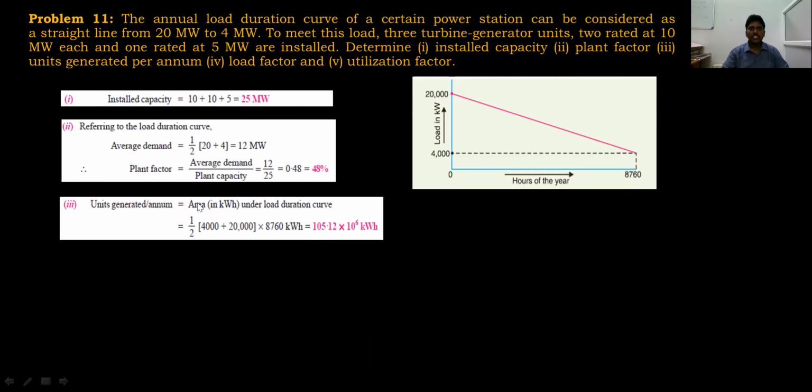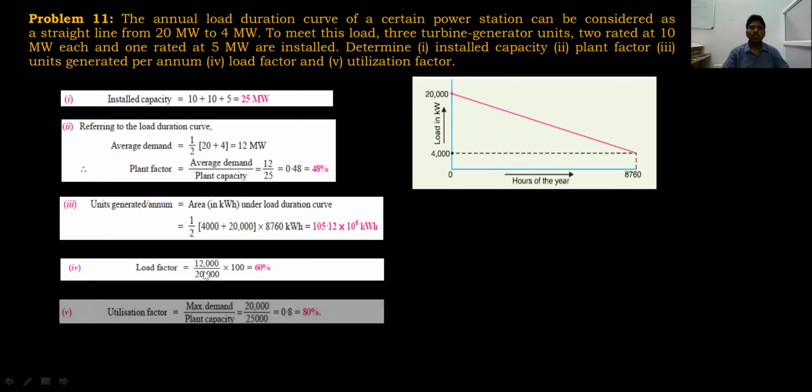Next is the load factor. Load factor is equal to average demand divided by maximum demand. You can also write it as the area under the load curve divided by maximum demand into time. Maximum demand is 20 megawatts, time is 8760, and the number of units generated is this one. So definitely you can find the load factor.